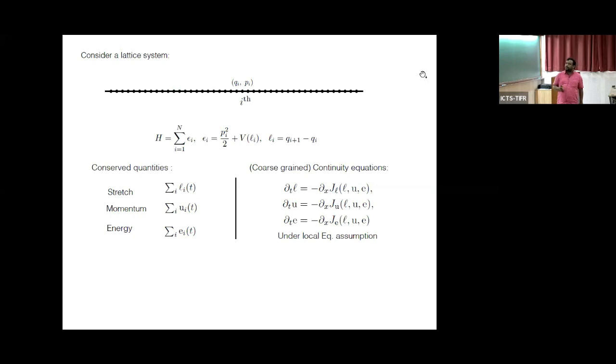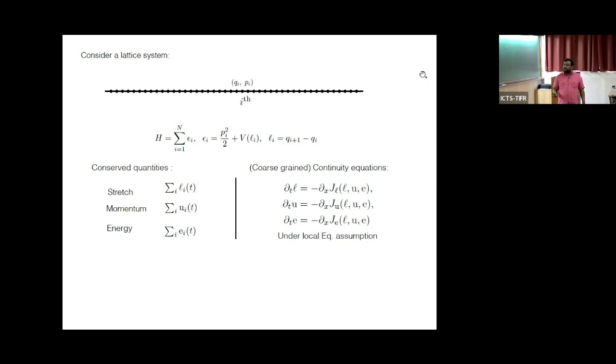In this theory, you consider a lattice system, let's say, where each lattice site has some degrees of freedom, some position and momentum degrees of freedom. You consider a Hamiltonian in this form, which is written in terms of local energies, where you have a kinetic energy part and a potential energy part, and the stretch is the separation between two adjacent particles. Usually such a system has three conserved quantities: total stretch, total momentum, and energy.